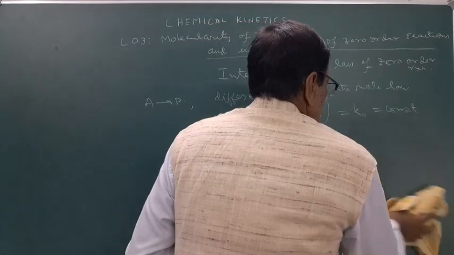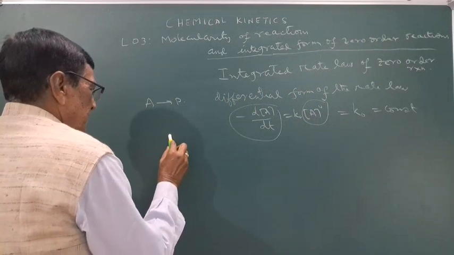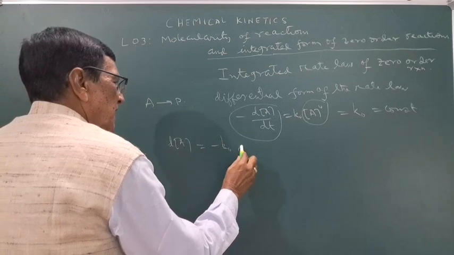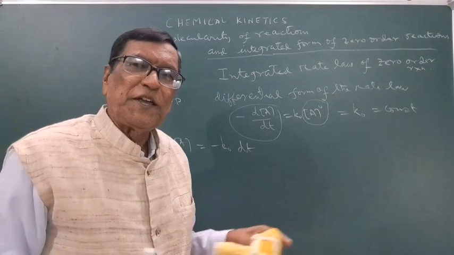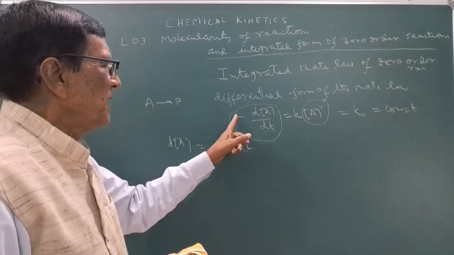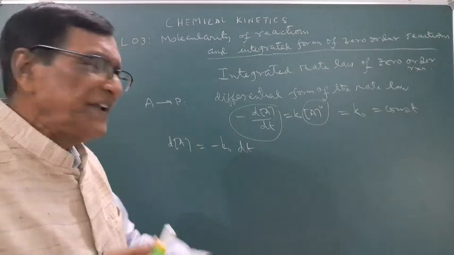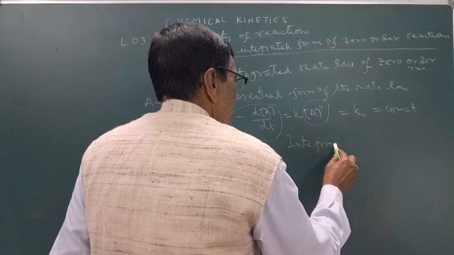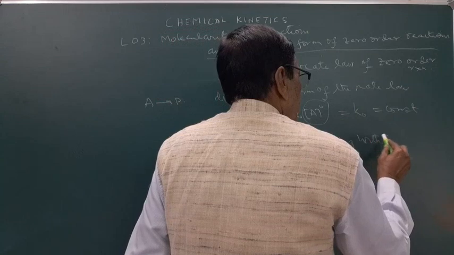Next one, you can write d[A] equals minus K0 dt by separating the variables. Here the A concentration d[A] equals minus K0 dt. Now we integrate, integrating within limits.